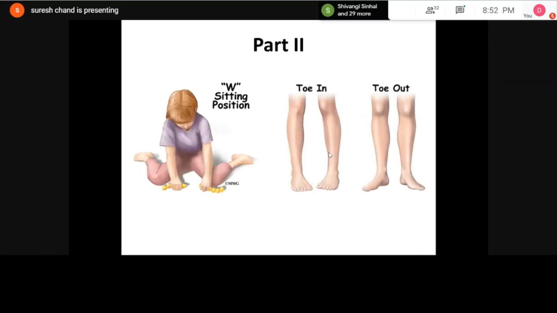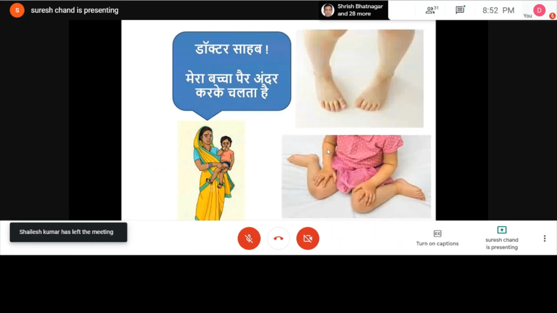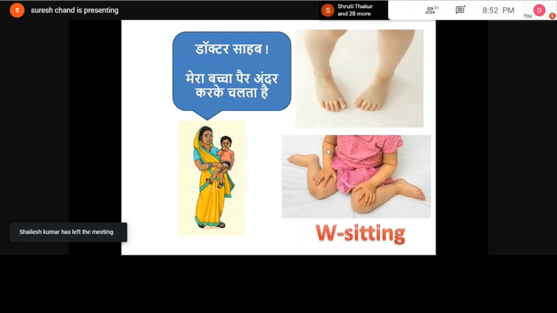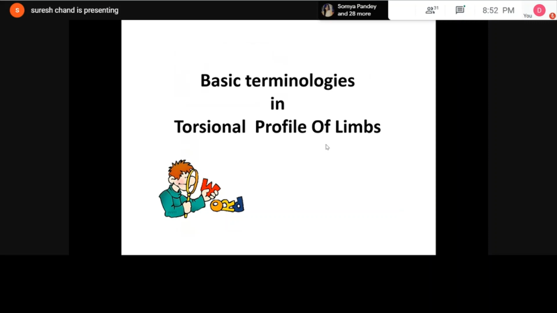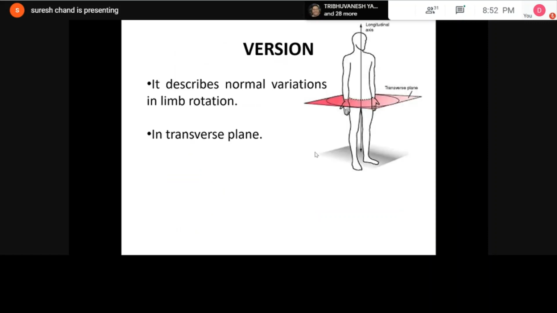The next part of my talk would be on the other issues of W sitting, toe in and toe out. This is again another issue that parents will come with the complaint that the child walks keeping toes in, or the child is mostly sitting in W position. So again, I would like to go with some basic terminology so that we can understand the deformities better.